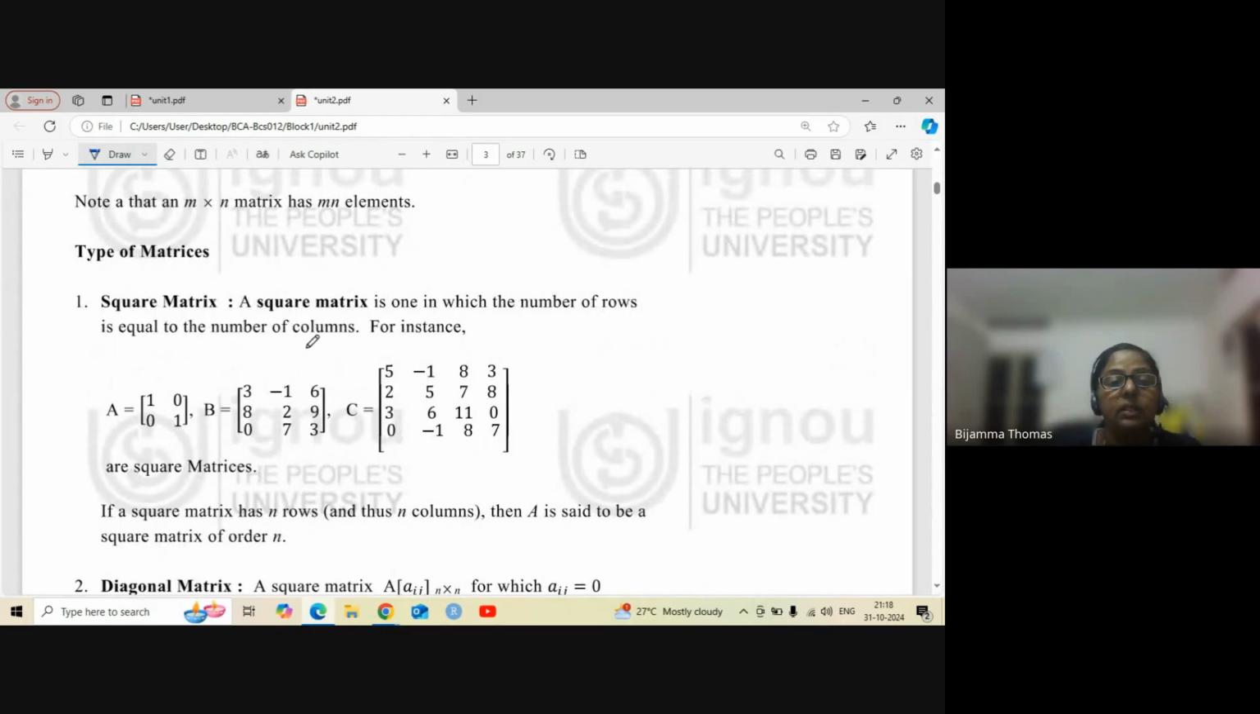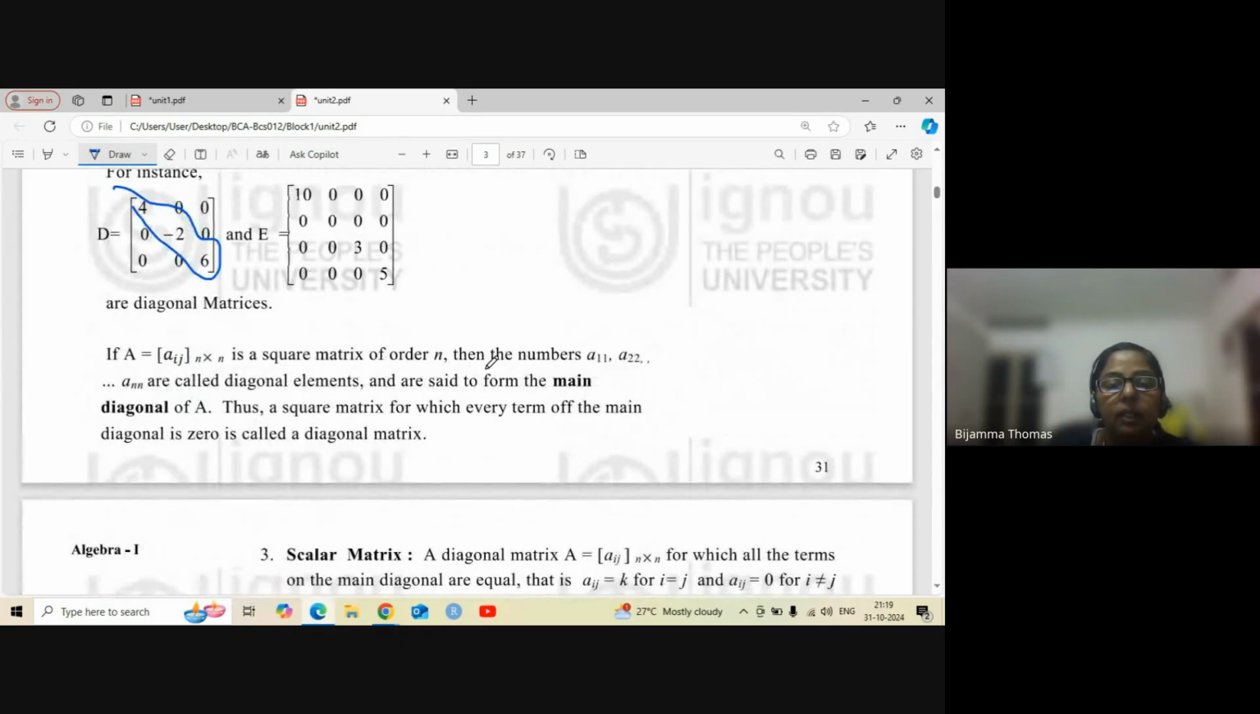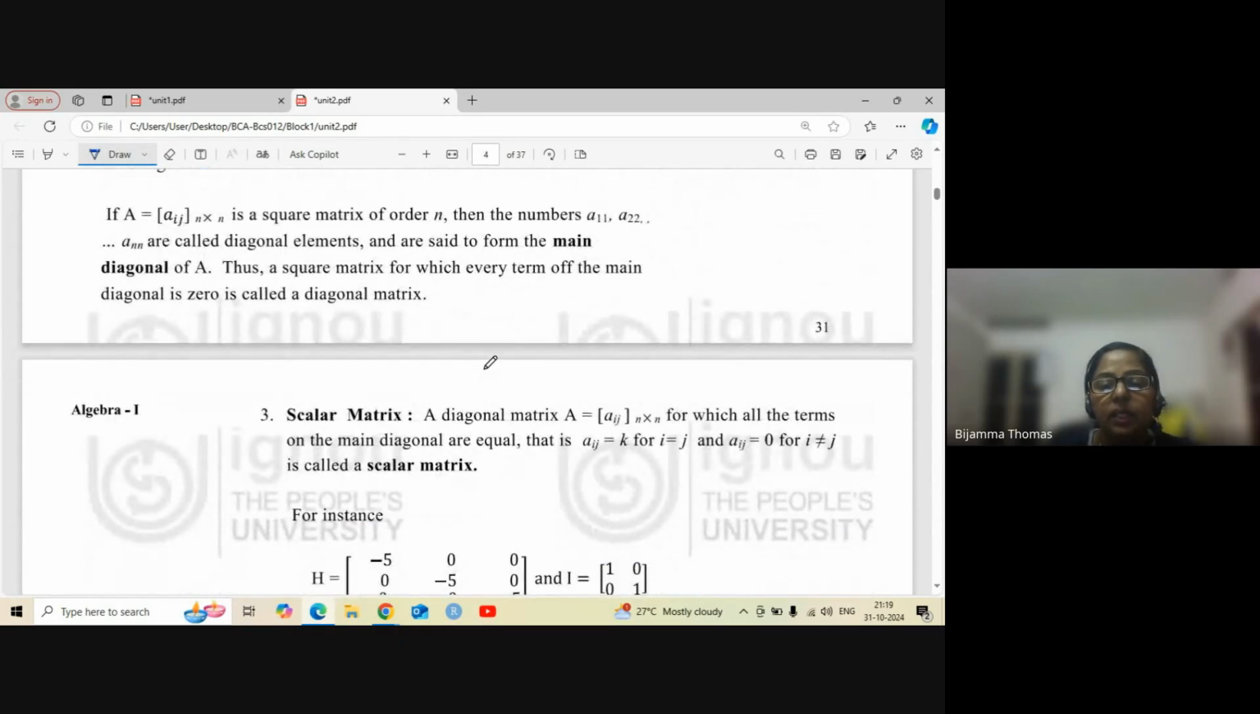Now come to the square matrix. Let us discuss all the terms, the different types of matrices. Square matrix: that word itself reveals that the number of rows and columns are equal, isn't it? Now come to the diagonal matrix. That means the diagonal elements are non-zero and all other Aij will be 0. Is it clear?